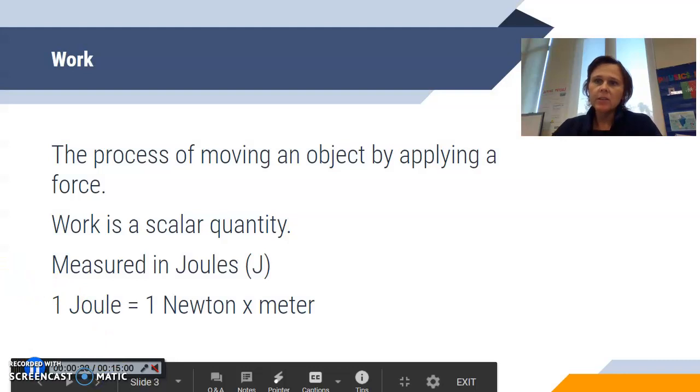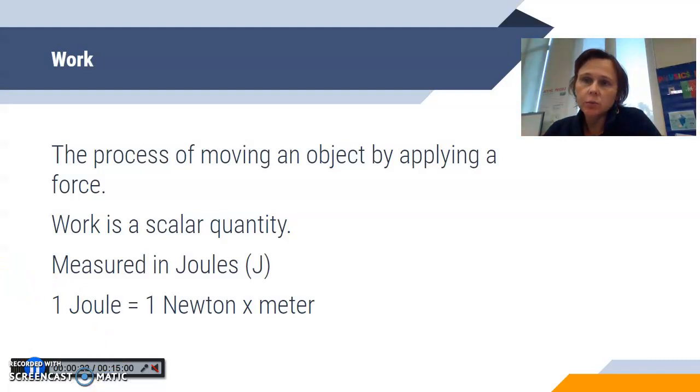So work in physics is very different from the work we use in everyday life. The definition of work in physics is very specific, and it is a process of moving an object by applying a force. Work is a scalar quantity and it's measured in joules. 1 joule equals 1 Newton multiplied by 1 meter.